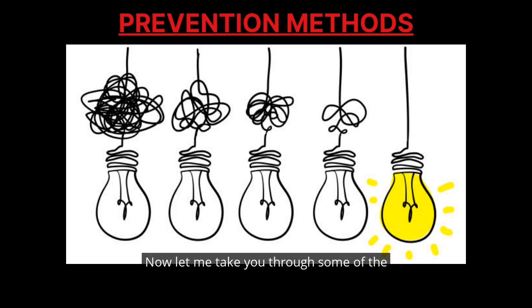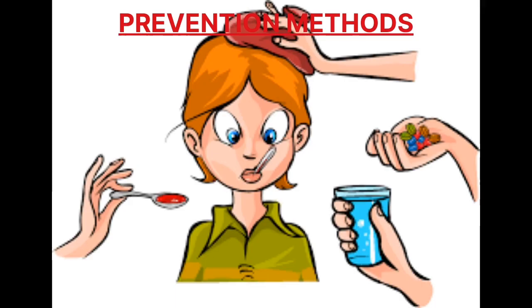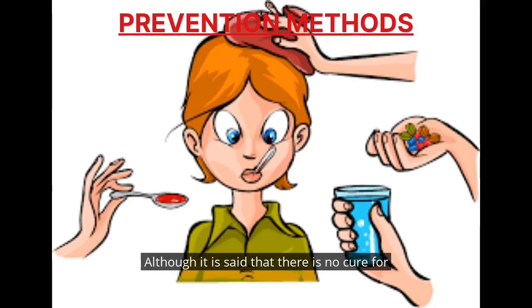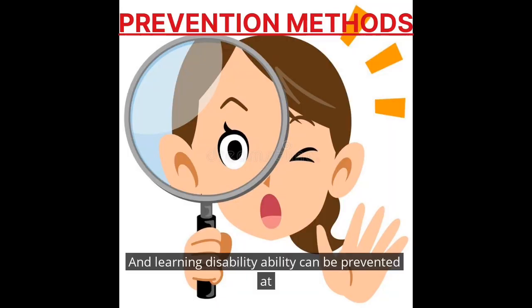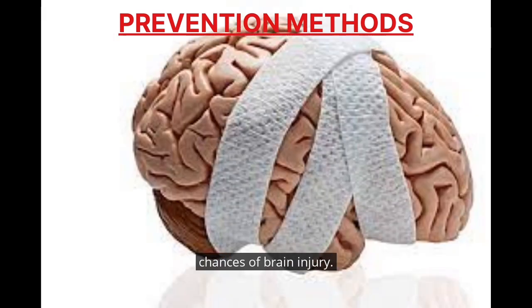Now let me take you through some of the methods of preventing learning disability and some of the tips and ideas that will help people having learning disability. Although it is said that there is no cure for learning disability, nevertheless, early identification and intervention will help to cope in certain situations. And learning disability can be prevented at an individual level, such as by reducing the chances of brain injury.